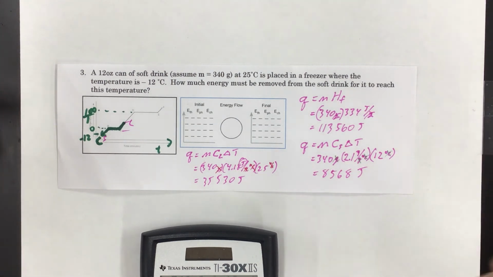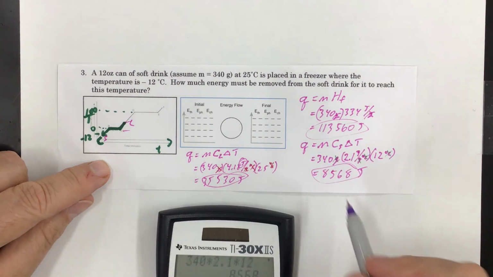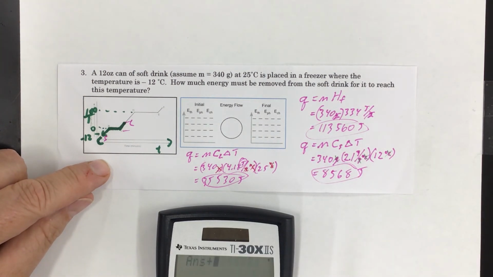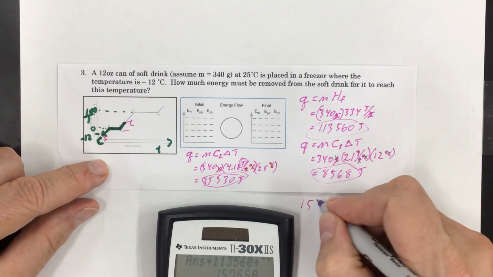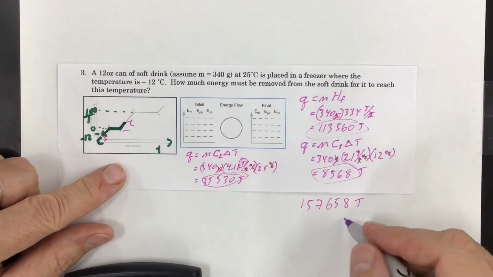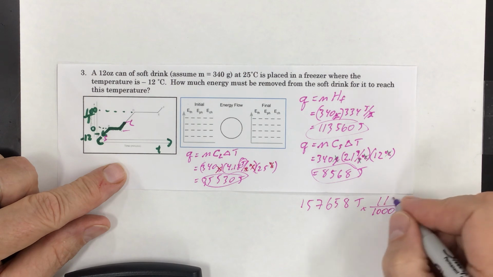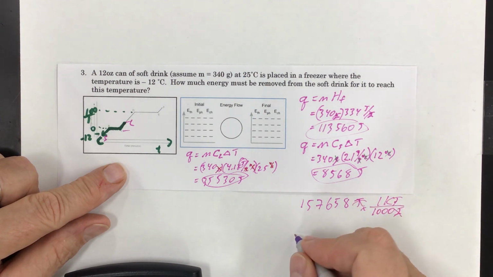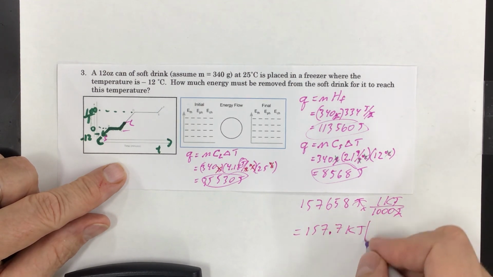In order to get the total amount, all we have to do is add these three values up. So 8,568 plus 113,560 plus 35,530 is a total of 157,658 joules. Or if you were asked to convert it, we would multiply, it's 1,000 joules per 1 kilojoule. Joules would cancel, and we end up with 157.7 kilojoules of energy released.